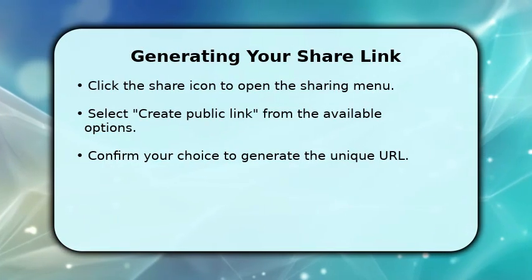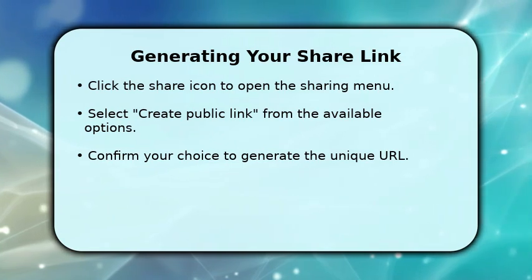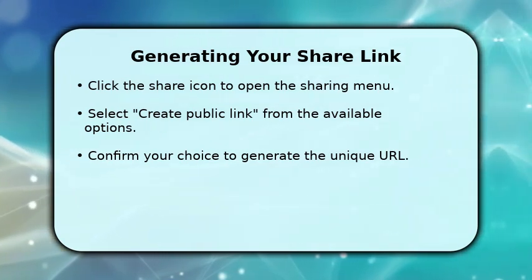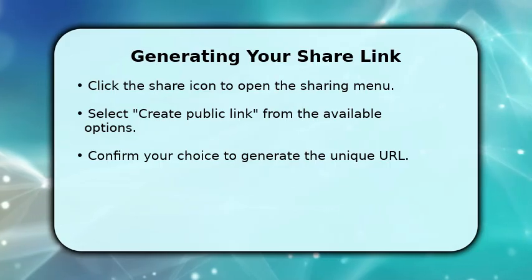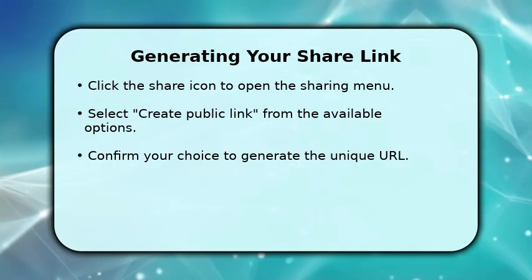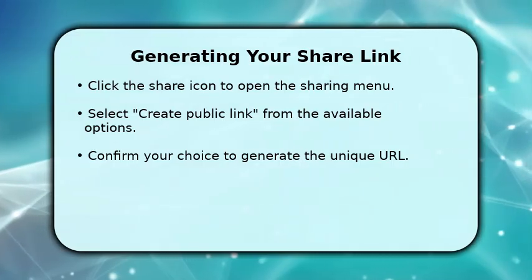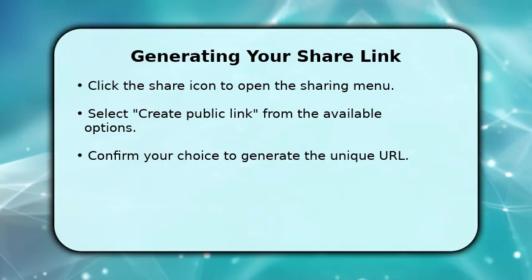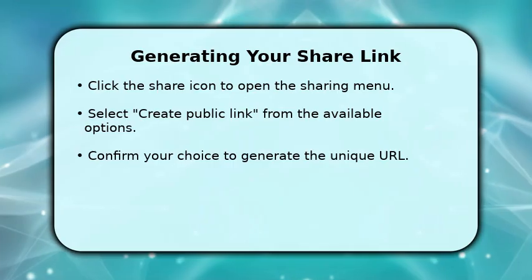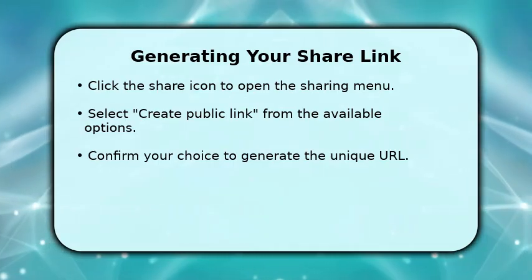Once you've clicked the share icon, a small menu will appear. Within this menu, you'll see an option labeled Create Public Link. Select this option to proceed. Gemini will then ask for confirmation to ensure you intend to make the conversation shareable. After confirming, the system will instantly generate a unique, public URL for your specific chat. This link is ready for immediate use.